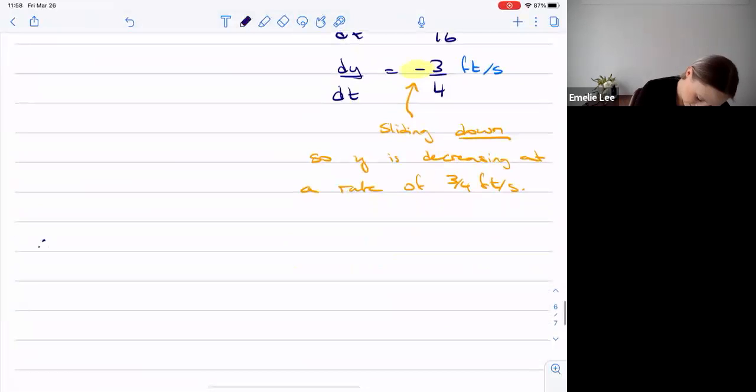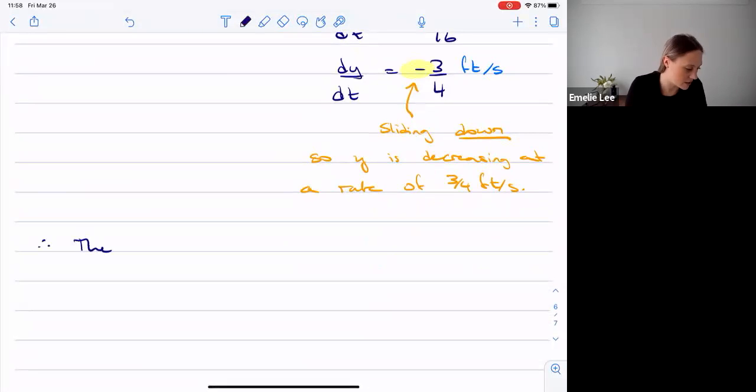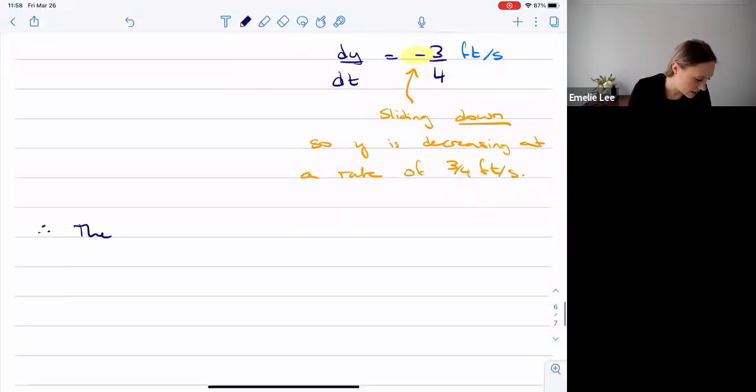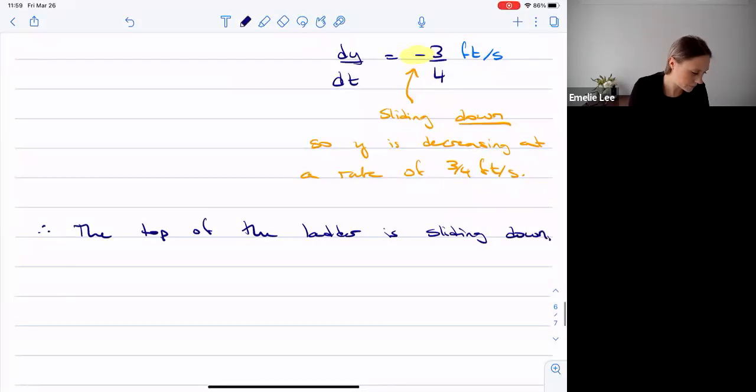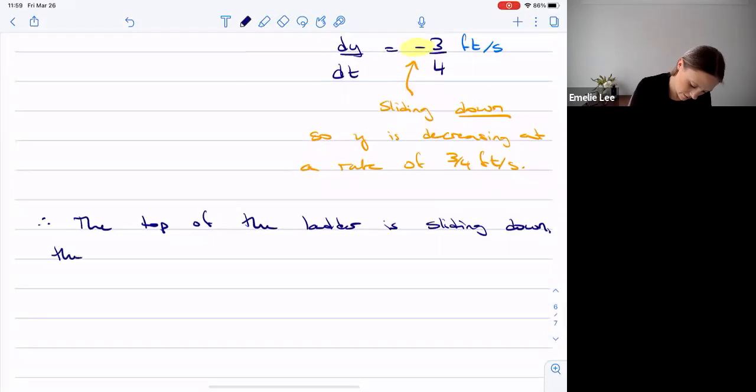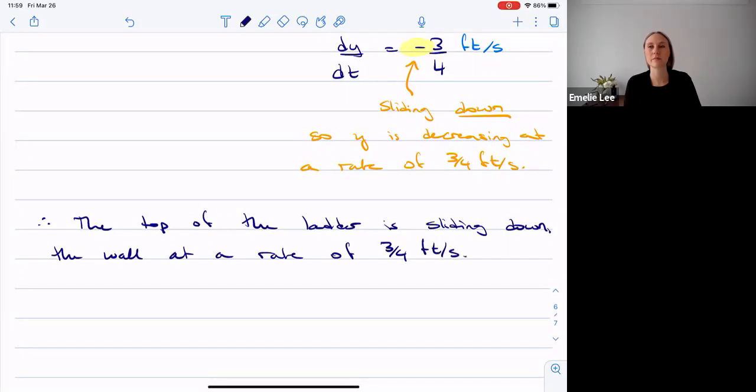Therefore, now I've lost the, I'll copy the wording here. The top of the ladder is sliding down the wall at a rate of 3/4 feet per second. Okay.